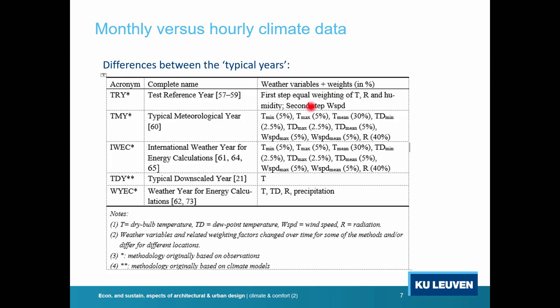Then the IWEC, International Weather Year for Energy Calculations, these are the ones we're going to use typically. Sometimes you will find a test reference year, but most of the time we will use this one. It's again a combination of different parameters, looking mainly at temperature and radiation, but there are also the others, very similar to that one, but with a slight difference in the importance of the indicators.